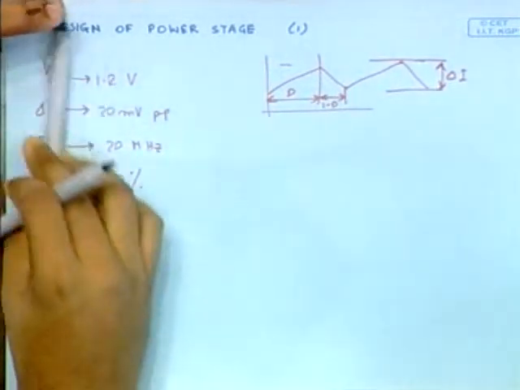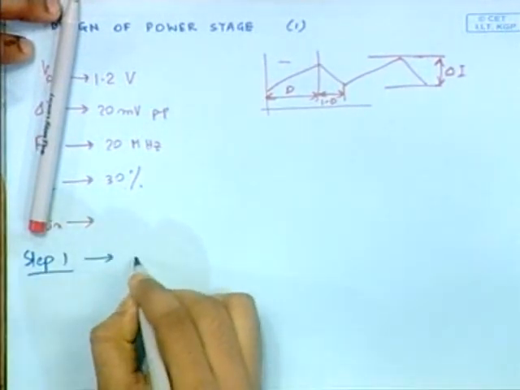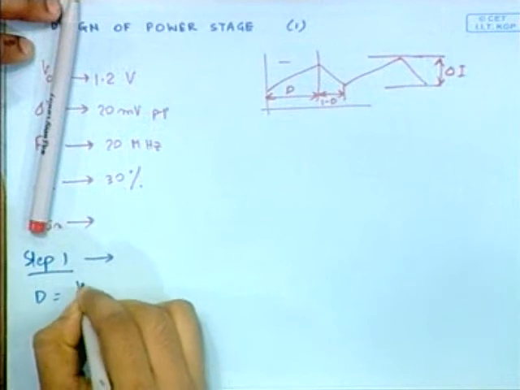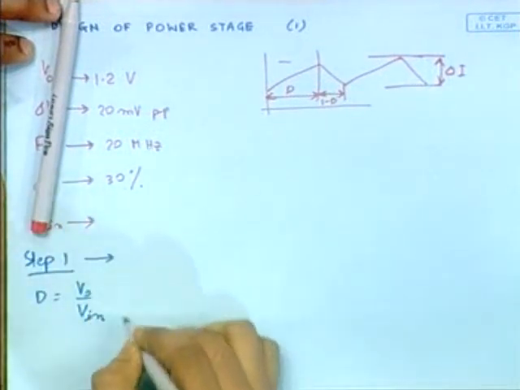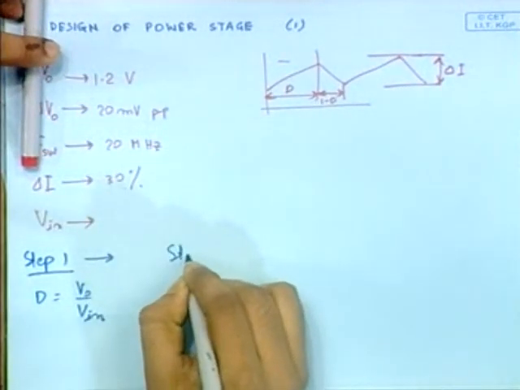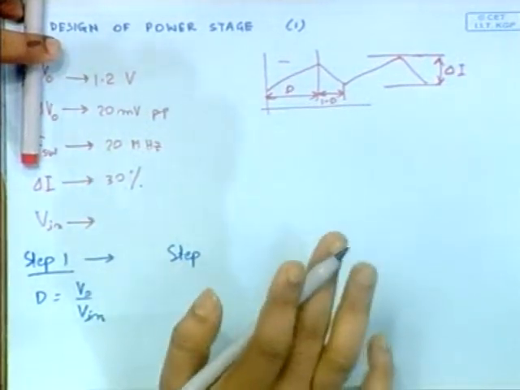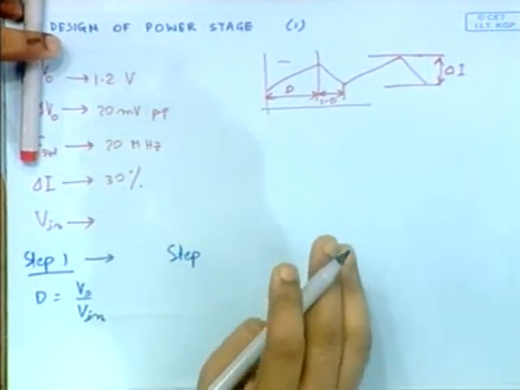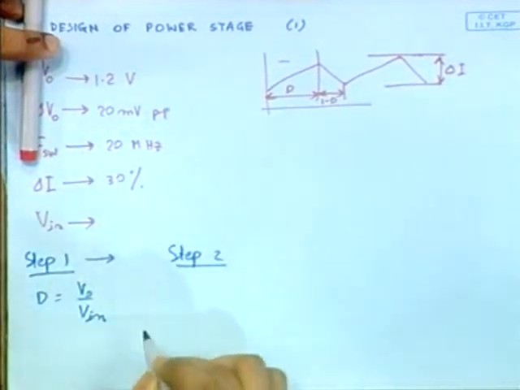First step. Step 1. D equal to V out by V in. That is the first step. We get D. Step 2. We need to decide the value of the inductor. So in these three or four steps, we will get the value of the inductor and the capacitor. Step 2, what will you do?